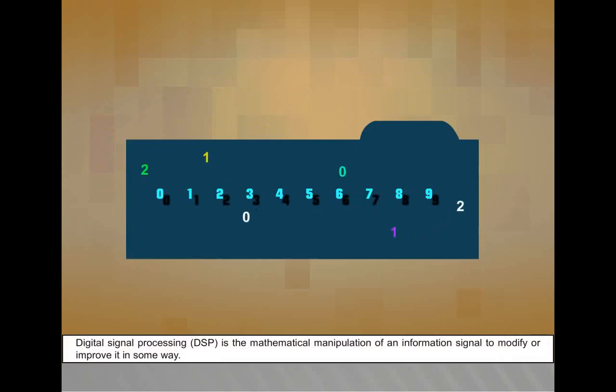Digital signal processing is the mathematical manipulation of an information signal to modify or improve it in some way. The signals need to be processed so that the information that they contain can be displayed, analyzed, or converted to another type of signal that may be of use.